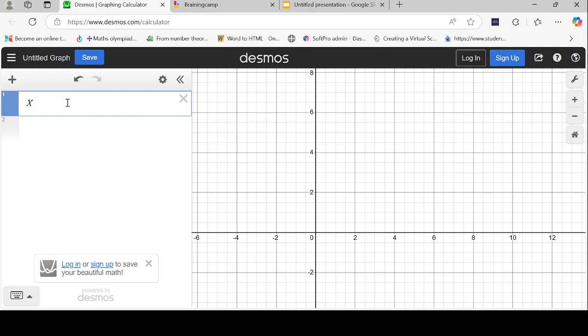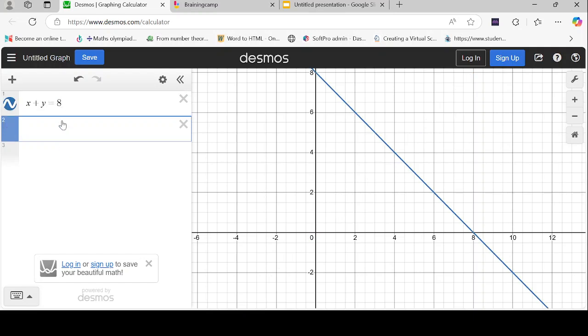So remember, the equation we solved was x plus y equals 8. So that's the equation there. You can see x plus y equals 8. And the second equation is what? X minus y equals 4. Okay? Wow. So you can see the two graphs using Desmos.